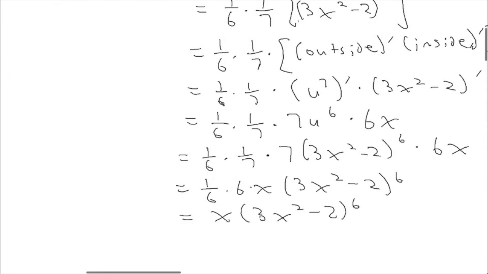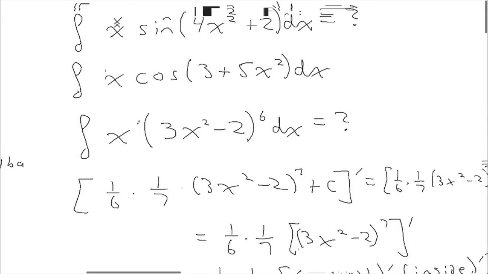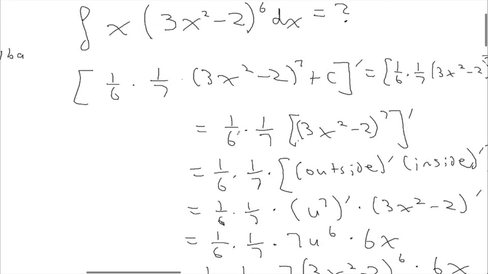And now we can see we really did get back to what we started with here, did we? x times (3x squared minus 2) to the 6th. We really did get back to where we started, so that confirms it was correct.